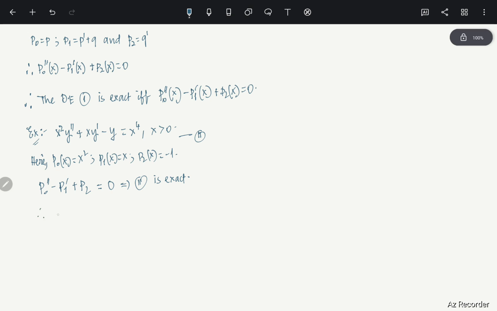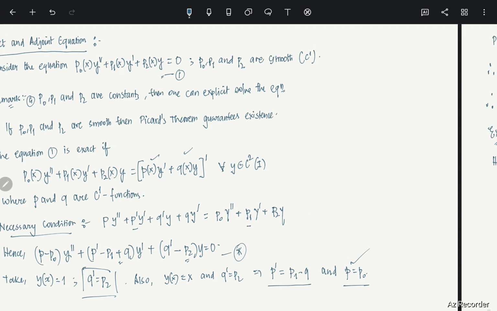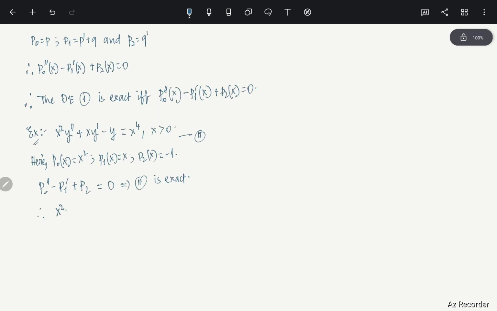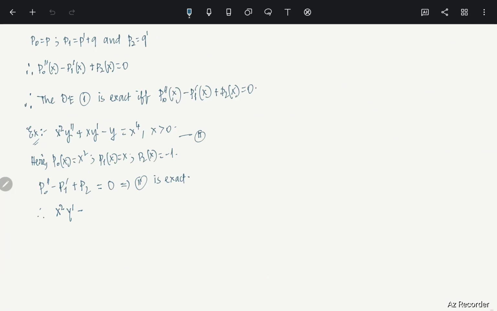P is P0, so I can write it as P y prime plus Q y whole prime. So P0 is here x squared y prime, and then I can write it as plus Q y whole prime. What is Q? Q prime is P2. What is P2 here? P2 is minus 1. So Q is minus x, so minus xy. This is what we are going to get. The derivative of this equals x to the power 4. We will get it like this.